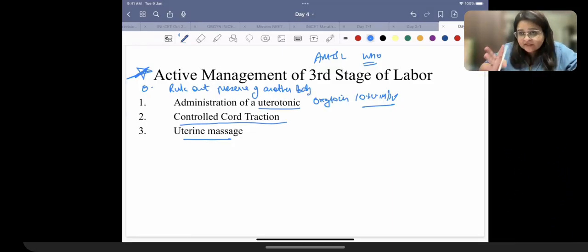So always do an abdominal examination, do a PV check to see that there is no other membrane, no other amniotic sac, and then only give oxytocin. Then do controlled contraction for delivering the placenta and then massage the uterus. Okay, this was the initial AMTSL described by the WHO.